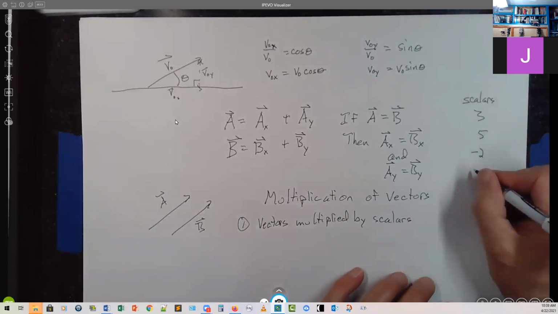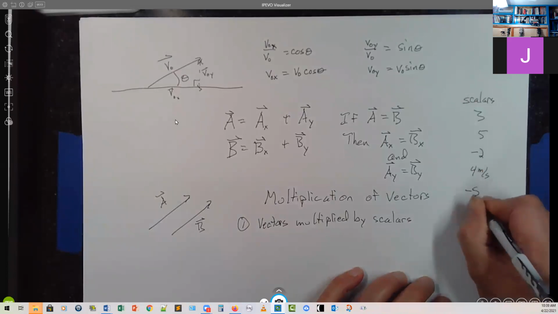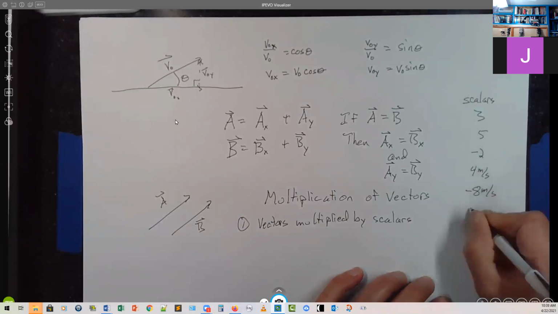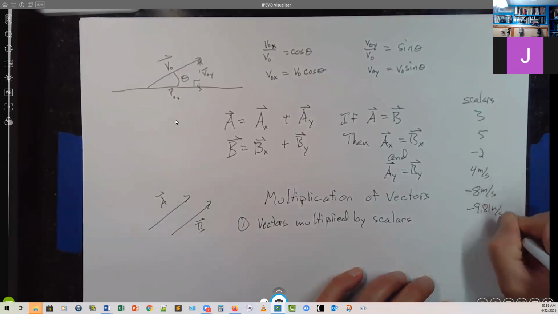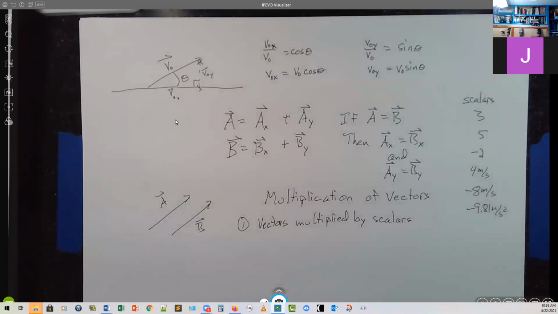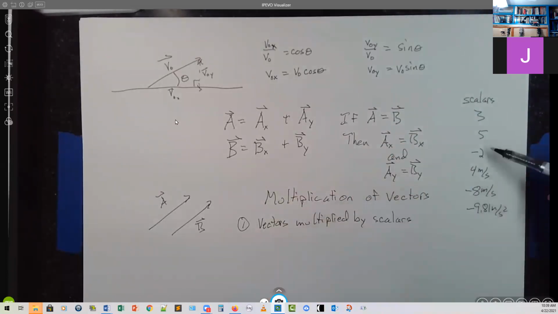I could also have something like 4 meters per second. That's a scalar. Or -8 meters per second, or -9.81 meters per second squared. Those are all scalars. And so we can just think of those as there's no direction to these things. I do happen to have minus signs on some of those, but without telling you which way is which, you don't know which direction these things happen to be pointing.